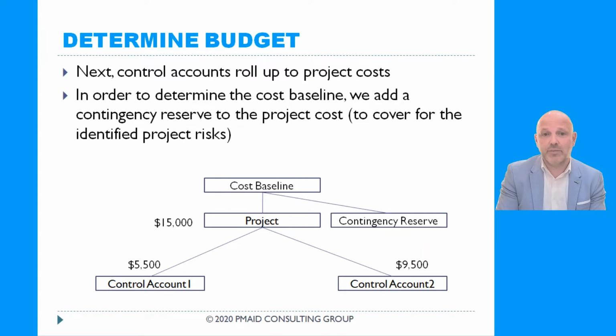In order to determine the cost baseline, we add a contingency reserve to the project cost. Contingency reserve is the money that we need to cover for the identified project risks. We'll talk about risk identification in one of the next lessons. For now, let's just assume that in order to cover for the identified project risks, we need $1,500. So we add that amount to the 15,000 and our cost baseline is $16,500.